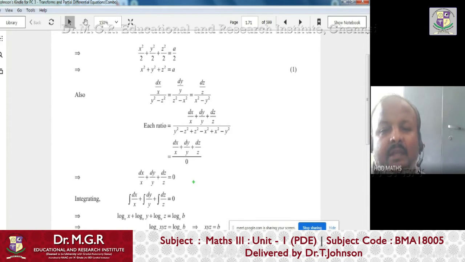And then we integrate this. So the integral of 1 by x, we know, is log x. The integral of 1 by y is log y. The integral of 1 by z is log z. And here 0 is there. So when we integrate, we have to put an arbitrary constant. And here we put log.